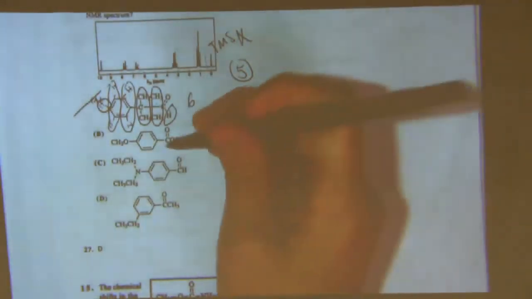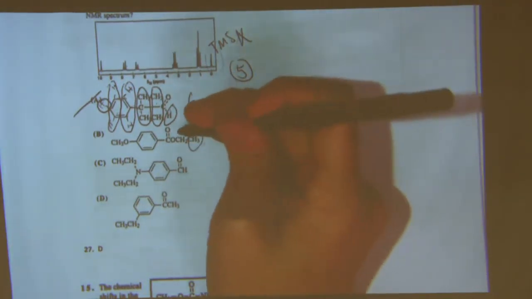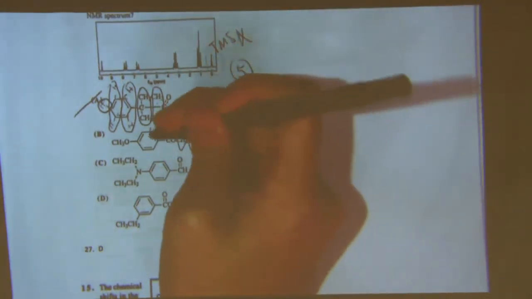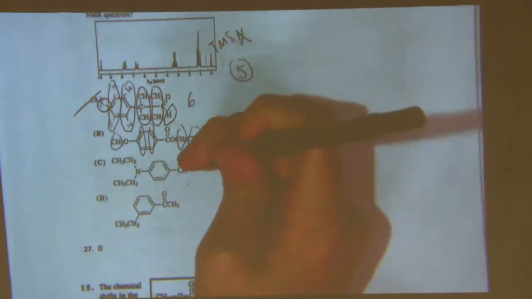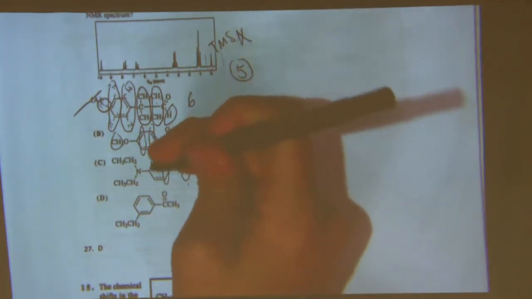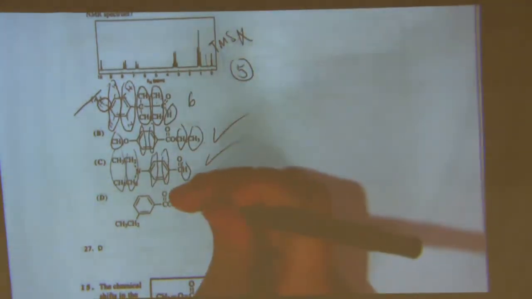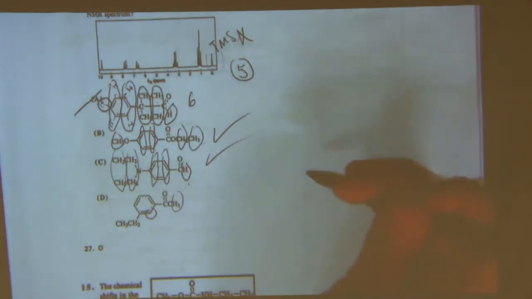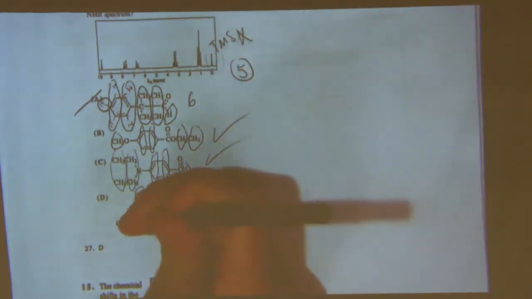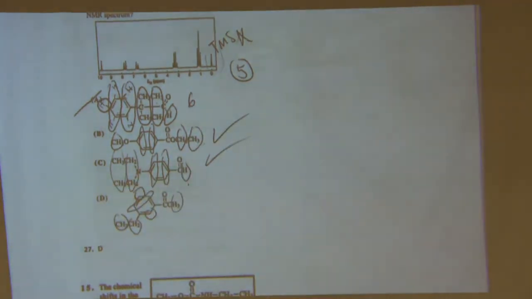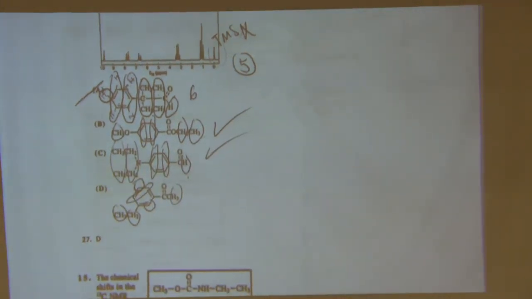Okay, and then what about this? We have 1, 2, that's not a signal, 3 and 4, and then 5, right? So that one checks out. What about this one? 1, 2, 3, 4, 5, all right? And then for this one we have 1, 2, that hydrogen, 3, those hydrogens, 4, 5, 6. That one's kind of hard, but do you guys see that? Anybody not being able to pick out the number of signals?